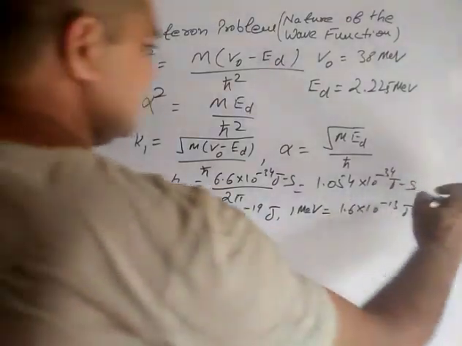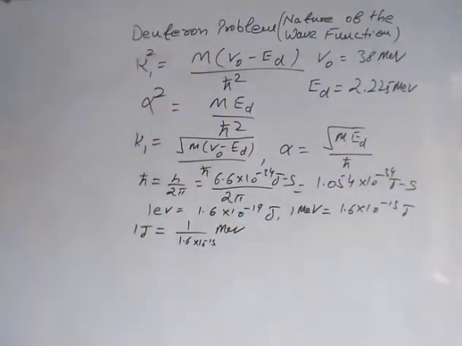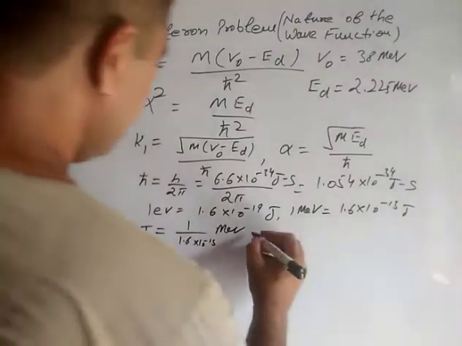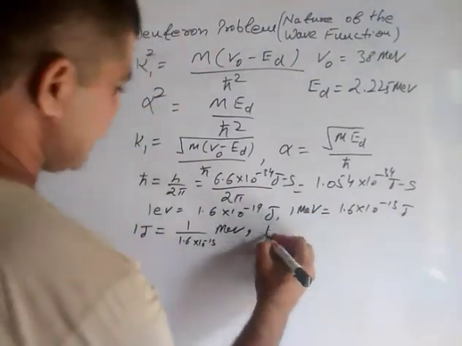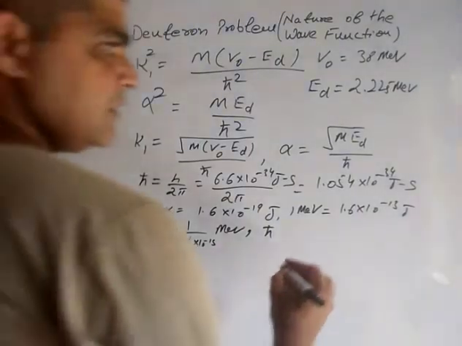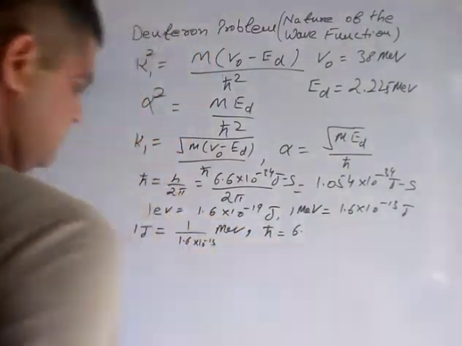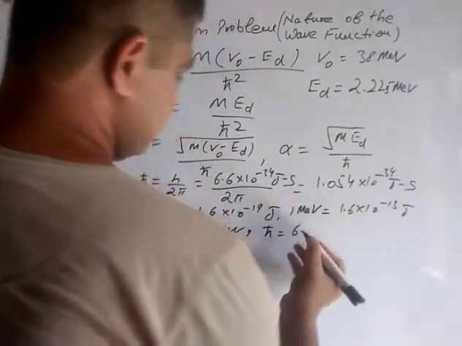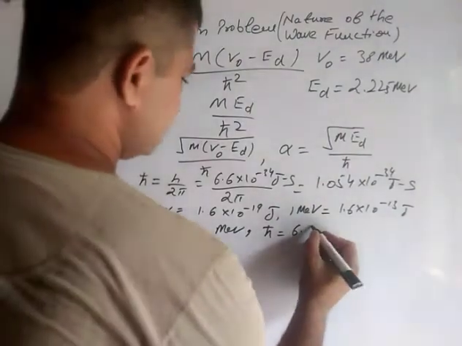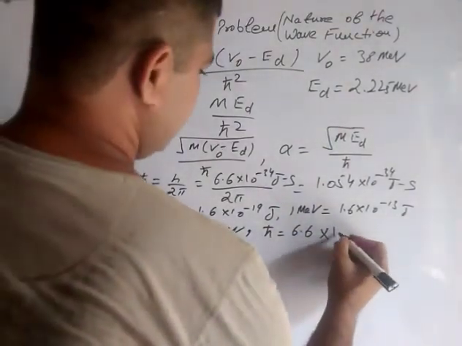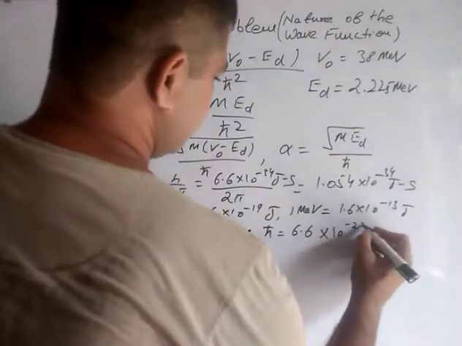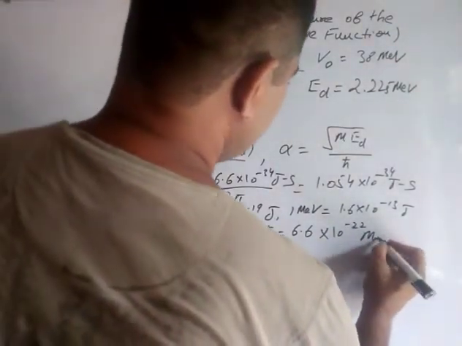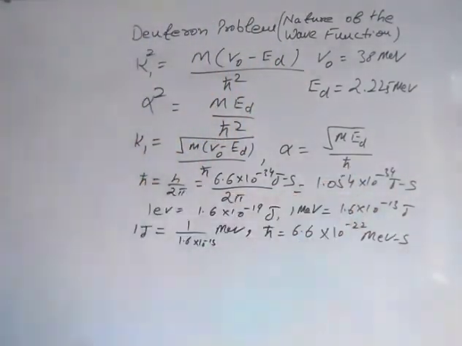So putting this value in this equation, you will get h cut in terms of mega electron volt. When you do this calculation, you will find that h cut comes out to be approximately 6.6 into 10 raised to power minus 22 mega electron volt second. The exact value is 6.58, but I am writing 6.6. This is because I have converted the joule into mega electron volt. So this value is what you will get when you do your calculation.